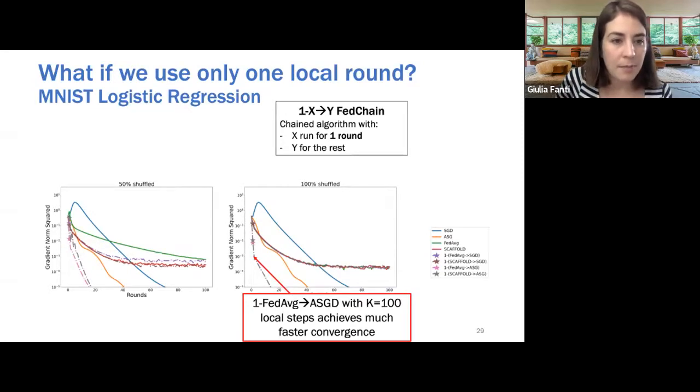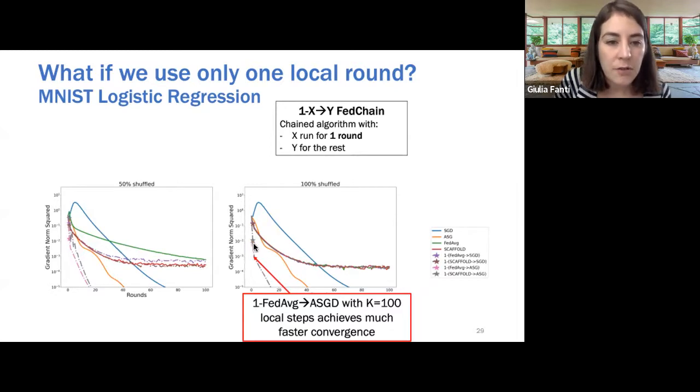So, for example, let's look at this figure here in the center. This is 100% shuffled, which means it's approximating a homogeneous setting. The 50% shuffled is a bit more heterogeneous, but both of them display the same trend. On the horizontal axis, I'm showing you the number of rounds, and on the vertical axis, we have the gradient norm squared again.